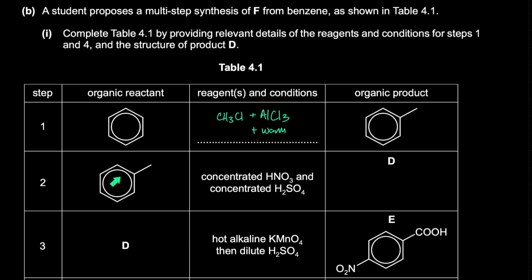In the second part, the methylbenzene is reacted with concentrated nitric acid and concentrated sulfuric acid. This is nitration. Now the methyl group is 2,4 directing, so the nitro will either go to the 2 position or the 4 position. But the way they've shown it over here, the nitro must be going to the 4 position. So the product D is this: you have the methyl group and the NO2 going to the 4 position. It can also go to the 2 position, but they've shown here that the nitro goes to the 4 position.